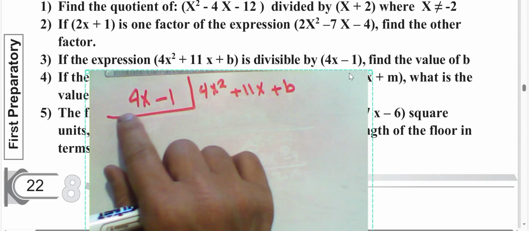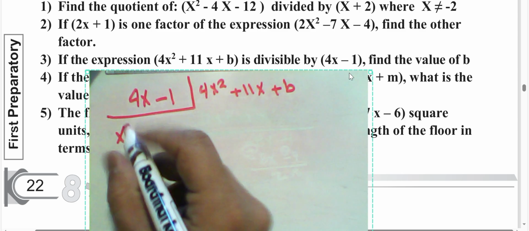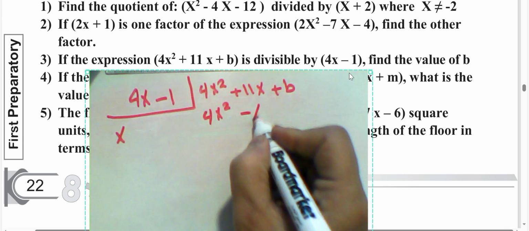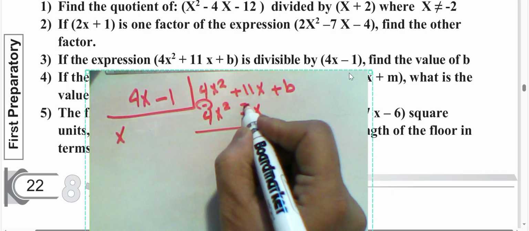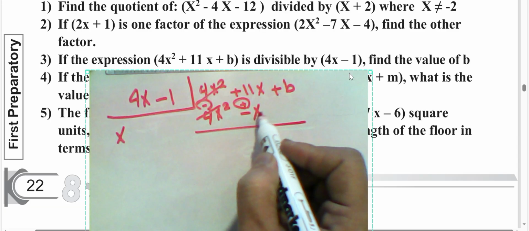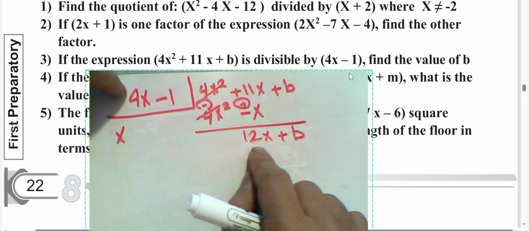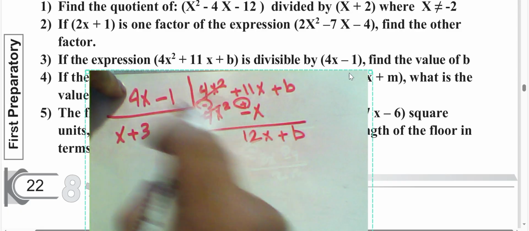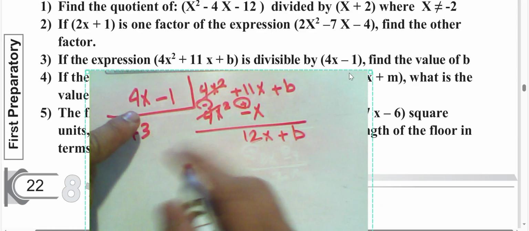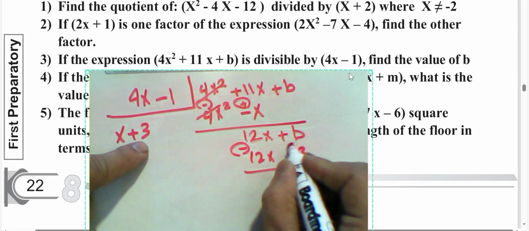4x power 2 divided by 4x, 4 divided by 4 is 1. X power 2 divided by x equals x, and then product x times 4x will be 4x power 2. X times negative 1 will be negative x, and then find the difference between two expressions. Change the sign, cancel together here, and 11 plus 1x will be 12x plus b. 12x divided by 4x equals 3. 12 divided by 4 equals 3, x divided by x equals 1, and the product 3 times 4x equals 12x. 3 times negative 1 will be negative 3. Then we can find the difference between two expressions.